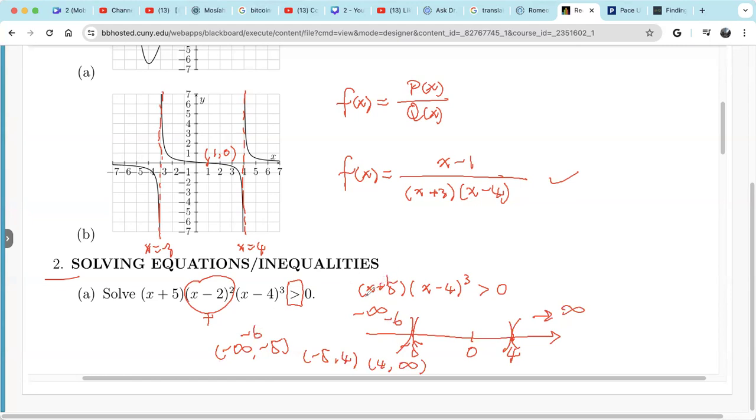So if x equals -6, we get negative for this one, and negative for this one. Bingo, negative times negative is positive. So that means this interval is in the solution set.